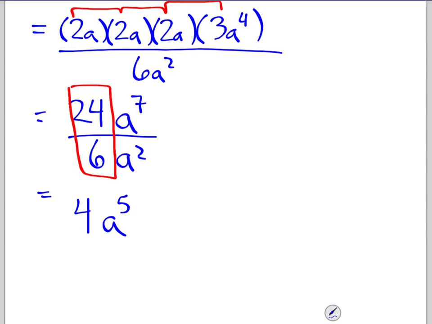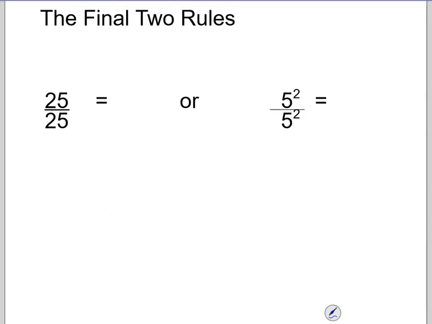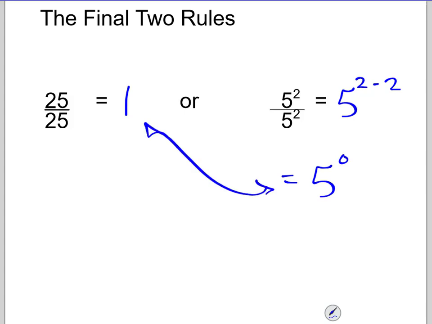Okay, so now if this feels like it's going fast, it kind of is, because this stuff takes practice. If you don't practice this, it does not register. Okay, so the final two rules, one of them is super easy, one of them is a little trickier, but we deal with it more in grade 10. If we have 25 divided by 25, that's equal to 1. I could also write 25 as 5 squared over 5 squared. And if we used our exponent rules, that would be 2 minus 2, which would leave me with 5 to the exponent 0, which means these two things are the same.